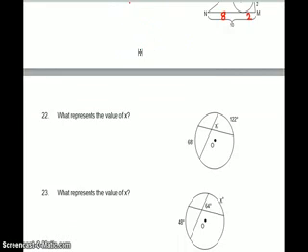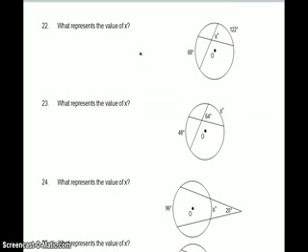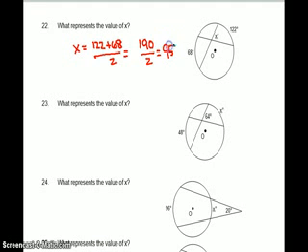That's number 21. 22. What represents the value of x? Well, we have an angle inside the circle, and we know our rule is when the angle is inside the circle, x is going to equal 122 plus 68 divided by 2. That equals 190 divided by 2, which equals 95 degrees. That is number 22.